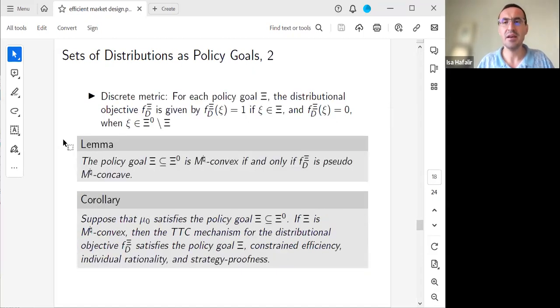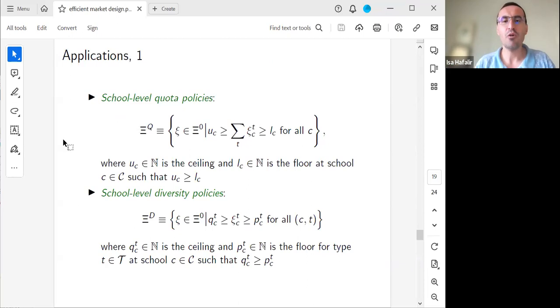And the second result is what we call the discrete metric, where we only consider the ideal set, and it gets, for instance, a value of 1 when it is achieved and a value of 0 when it is not achieved. Then the top trading cycles algorithm for this distributional objective will also work. This is our second result. So in the remaining 4 minutes, let me tell you a few applications of our results.